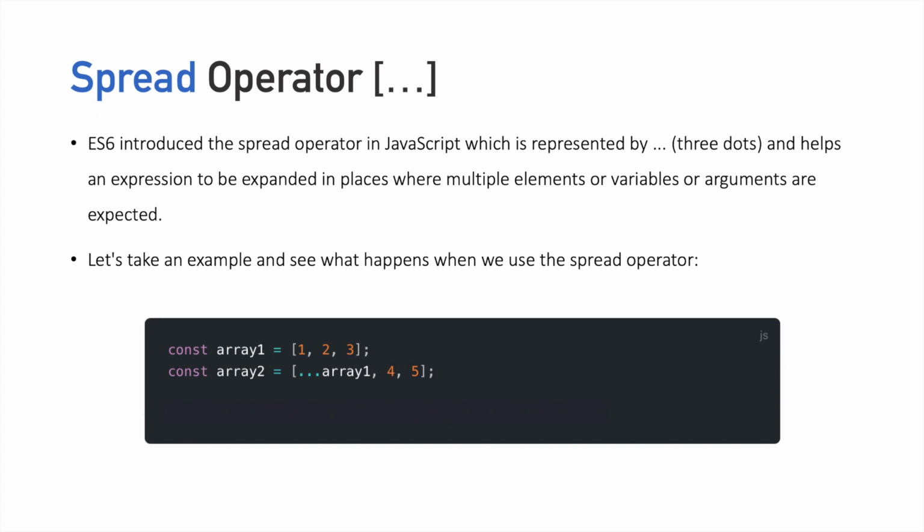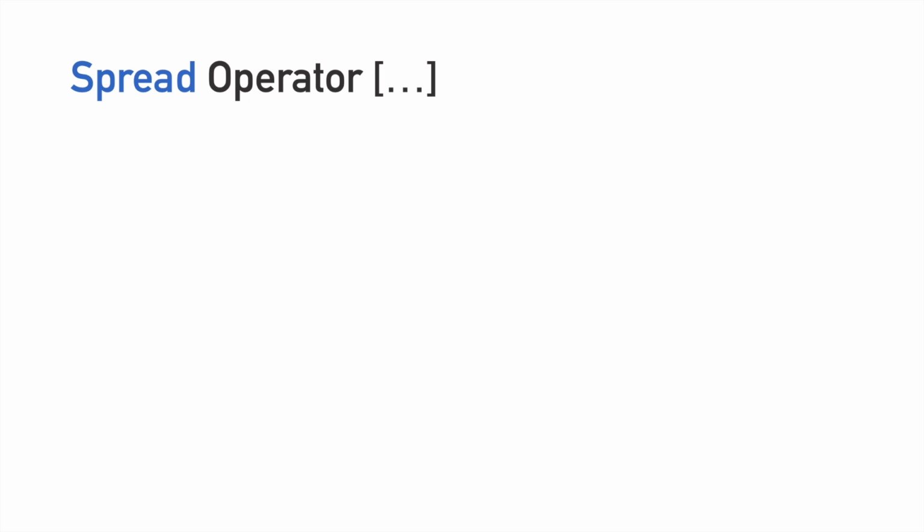So when we console log array2, we get the output as an array of 5 elements, which is 1, 2, 3, 4, 5, which means that using the spread operator, we expanded the elements of array1 inside array2. Therefore, array2 now contains 5 elements, which includes 3 elements from array1 and 2 elements that we added extra in array2. Now let's list down different ways in which we can use the spread operator.